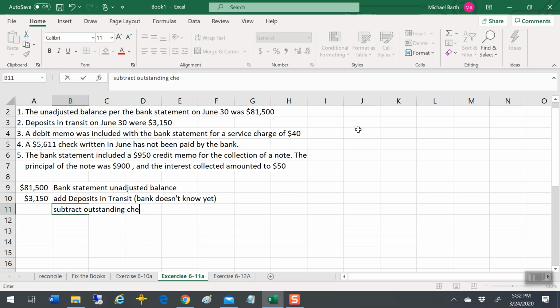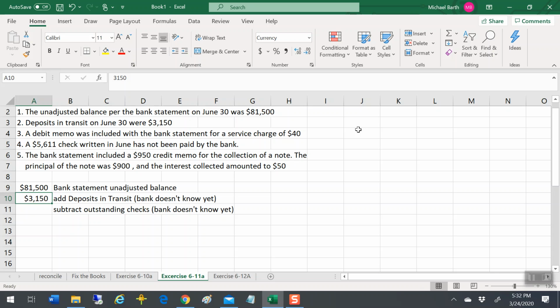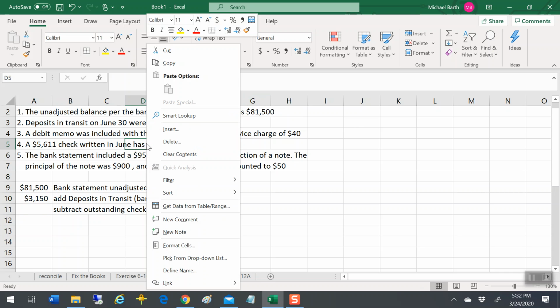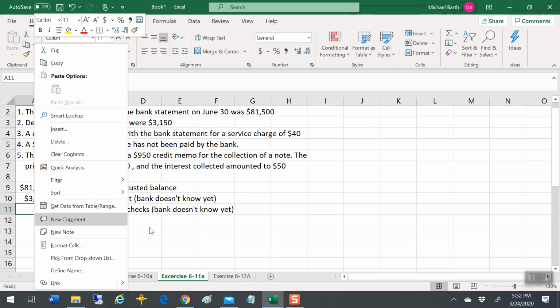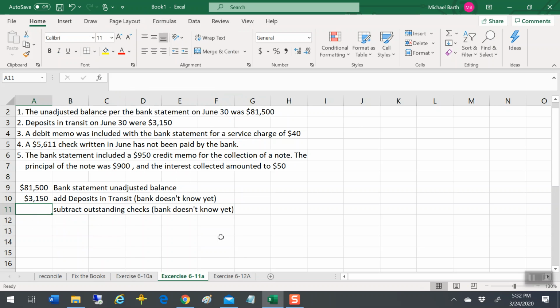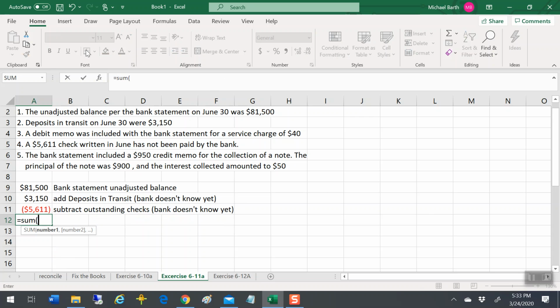And then we want to subtract outstanding checks that the bank doesn't know about yet. All right, so we've written a check that's in item 4 here. We wrote a check, but it hadn't cleared the bank yet. That's all. You wrote a check, it's sitting in somebody's desk. Minus $5,611. Okay, so add deposits the bank doesn't know about, subtract outstanding checks the bank doesn't know about, and that'll tell you how much actual cash ought to be sitting in the bank, okay?